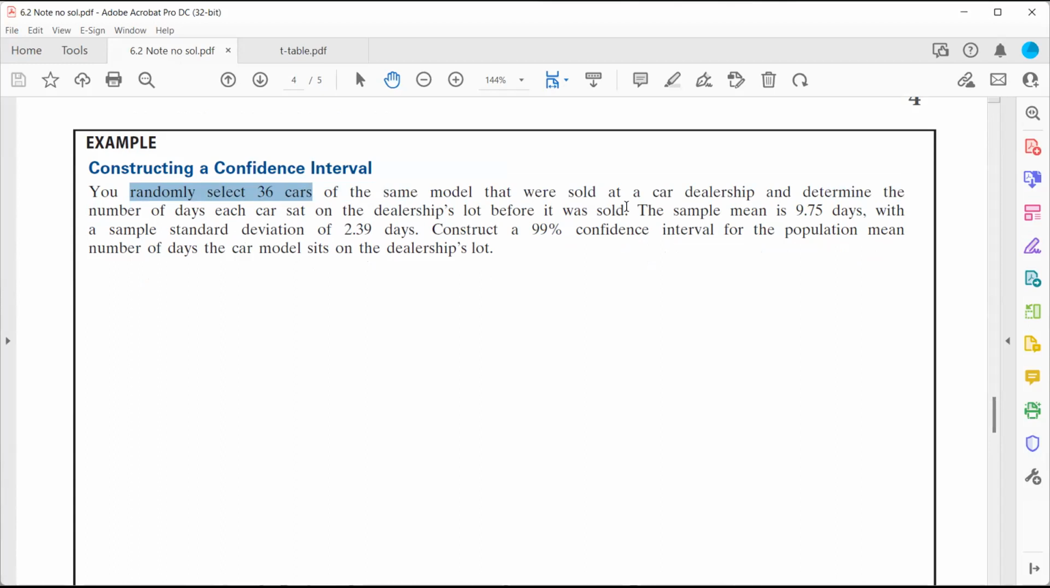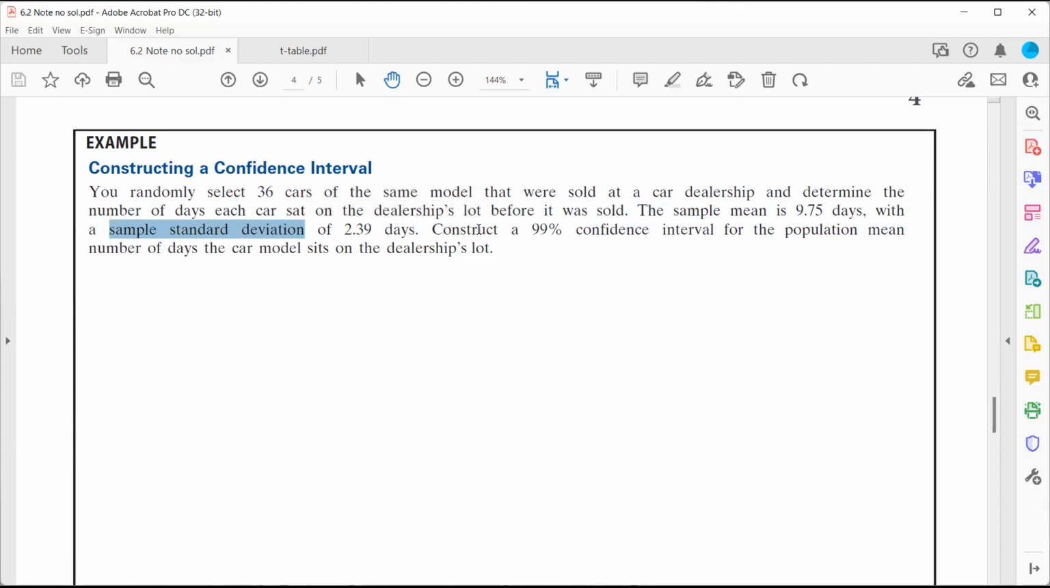Let us go to the next line. The sample mean is 9.75 days. Okay, so far so good. I found my point estimate. Next keyword is sample standard deviation. S, or the sample standard deviation, is 2.39 days.